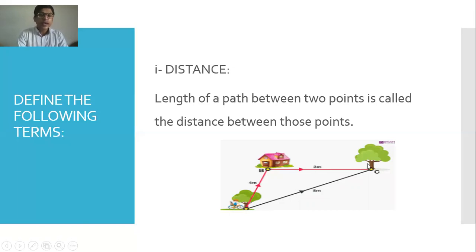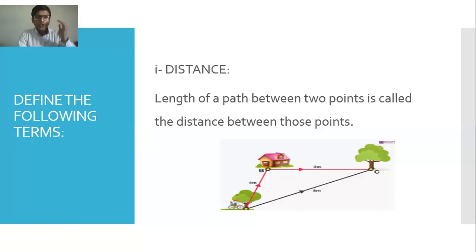If I ask you how much distance I have covered starting at point A and moving to point C, just ignore this line for a moment. If I'm talking about distance, first I have covered the distance of 4 meters. So this is my path. First, I'm talking about the path because the definition is length of a path.